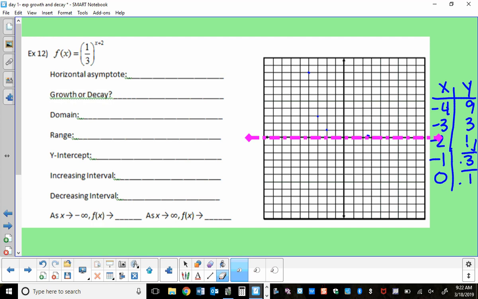Number 12, is your graph above the asymptote? Okay. So ignore my first.